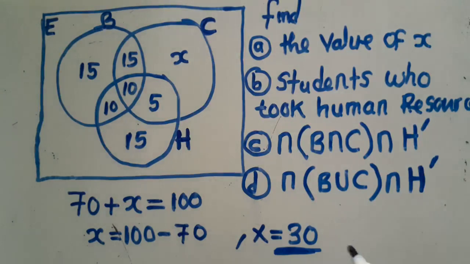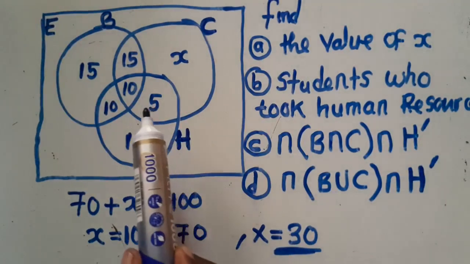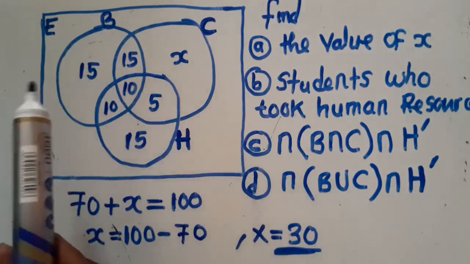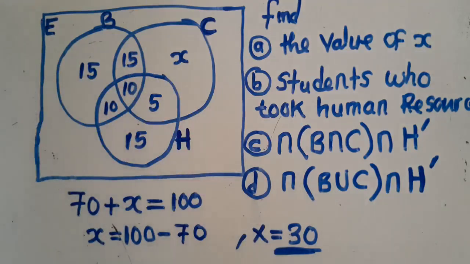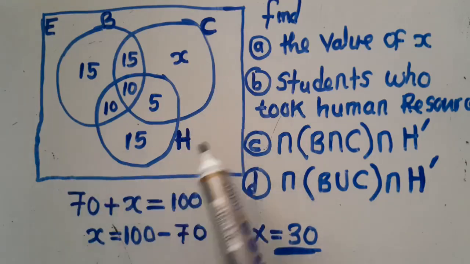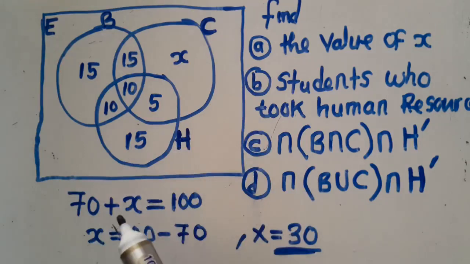We've answered the first question. Just answering this, you attract a mark. So they give you a mark to answer this question. So we've answered the value of x, which is 30. I've told you that you just need to add everything there. You add everything and equate to 100, which was given that 100 students took these courses. We don't have any number outside, but if there are numbers outside, you would have included them. So this is what you are supposed to do. So x is 30. We now look at the next question.